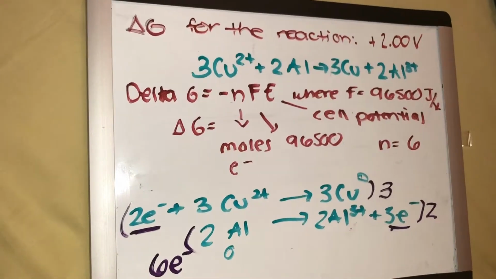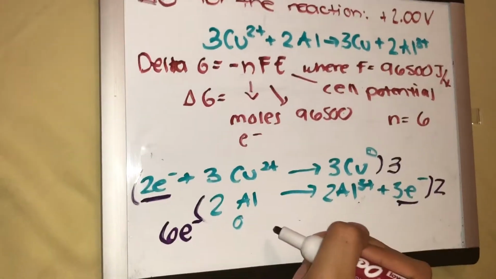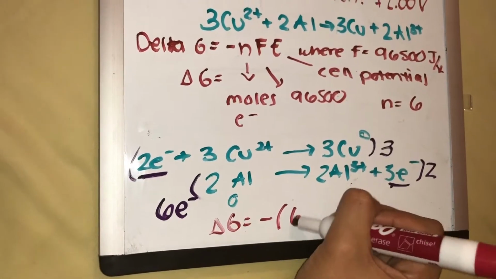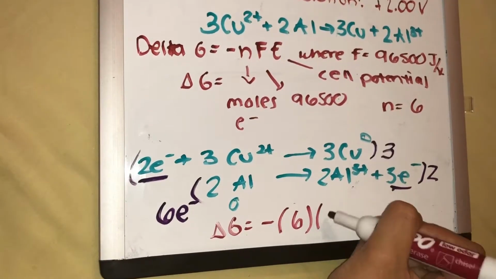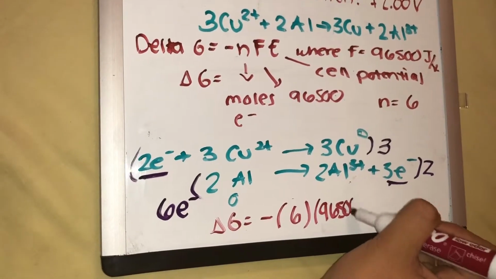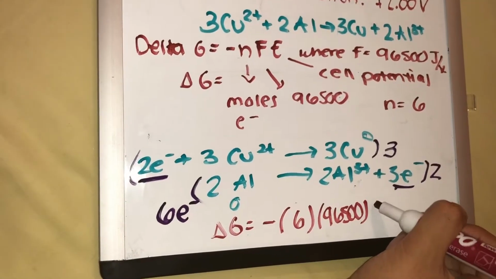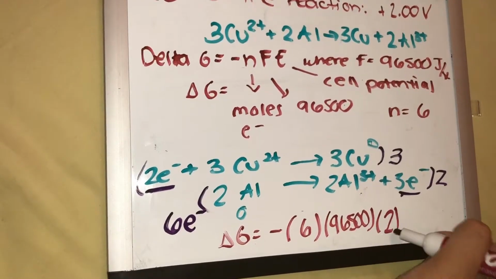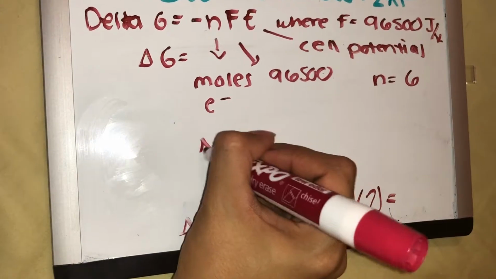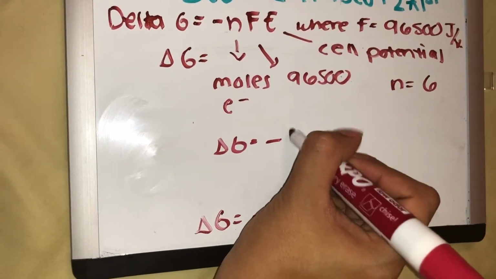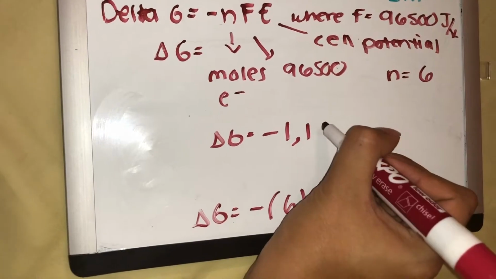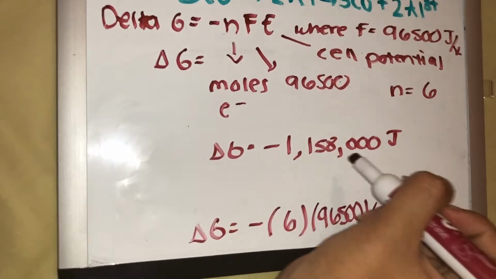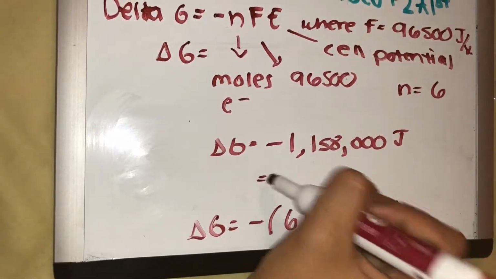We have delta G is equal to negative n, negative moles of electrons. Delta G is equal to negative moles of electrons, which are 6, times Faraday's constant, which is 96,500, and this is in joules, times the cell potential, which we had found in a previous problem, which is 2. So here, delta G would be equal to negative 1,158,000 joules.